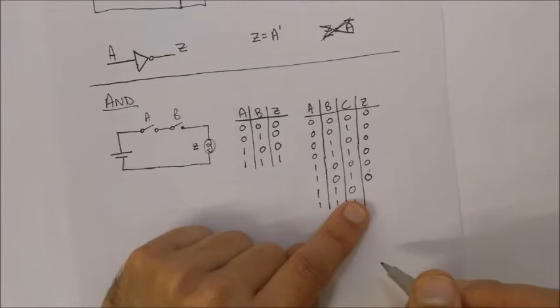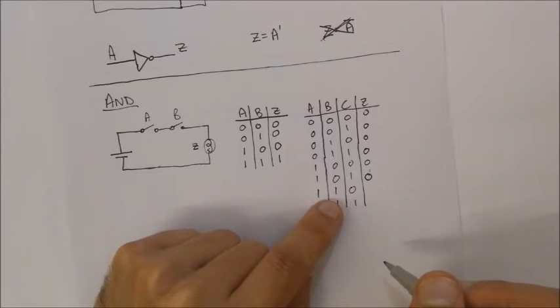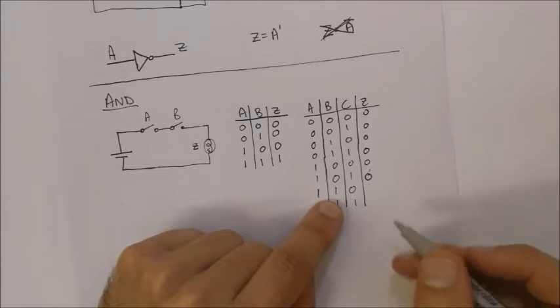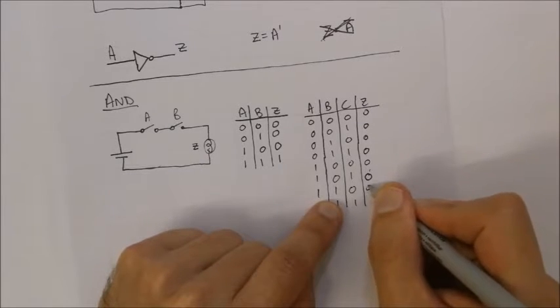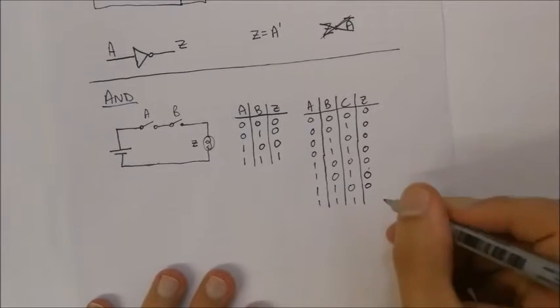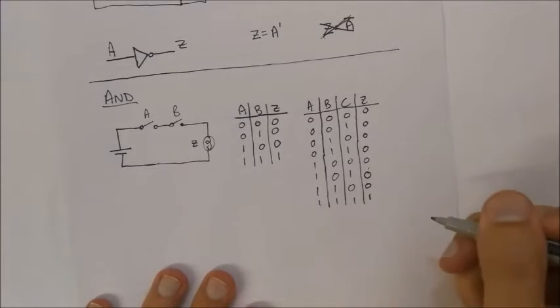Over here we've got C that's a 0. So even if A and B are equal to 1, it still won't switch on. So we can make that a 0. It's only when all the inputs are equal to 1 that the output will be equal to 1.